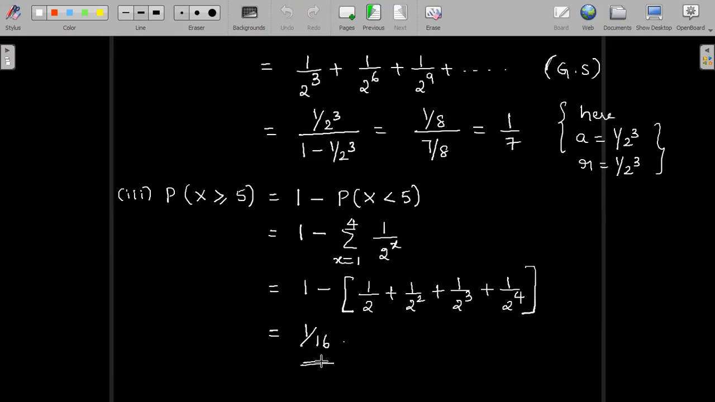So these were the simple problems and very important problems from the examination point of view, which are from the topic discrete probability distributions. Hope these problems were helpful for all of you.